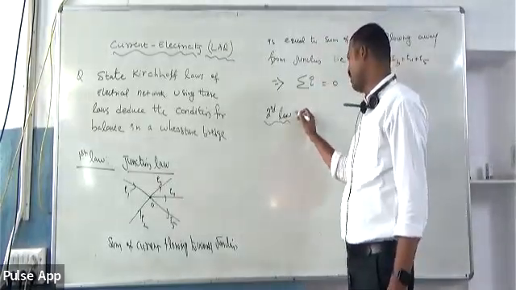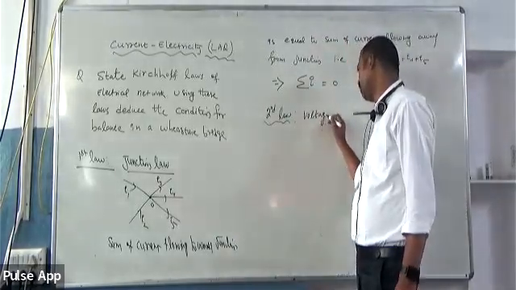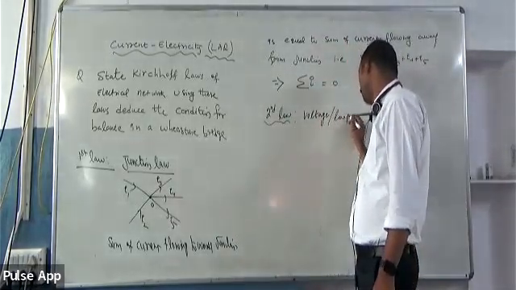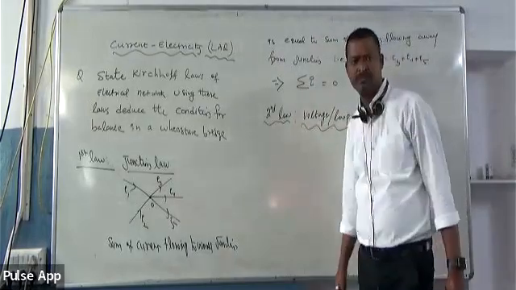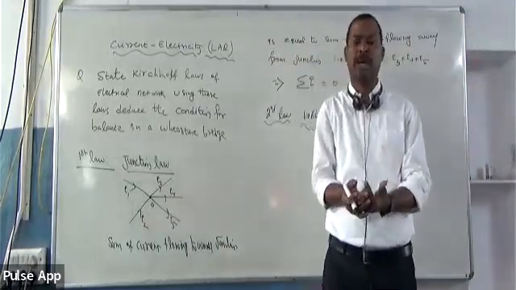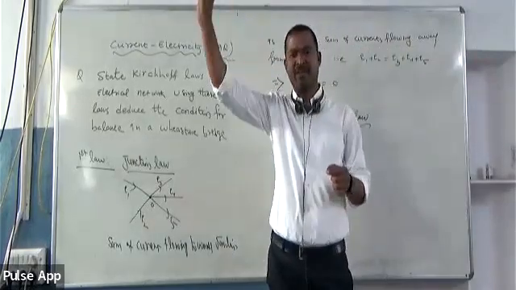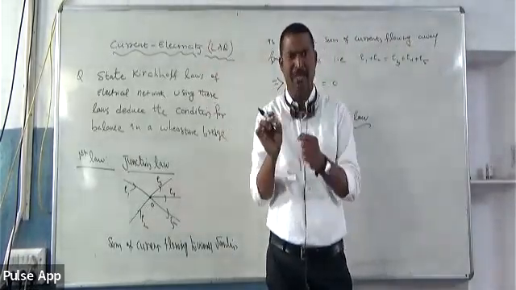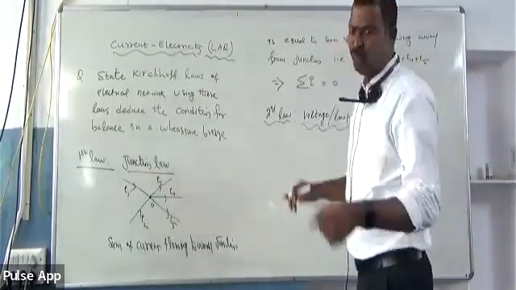Second law, also called voltage law or loop law. What is meant by loop here? Loop means closed path. Where we started, it goes on different parts and comes back to the same point. A closed path we call a loop.